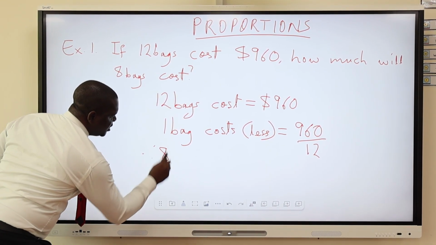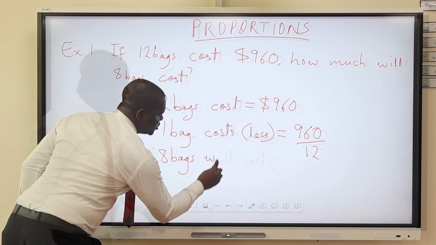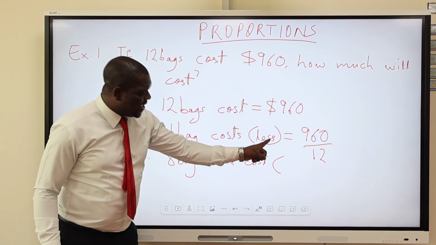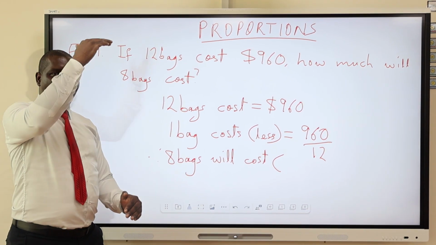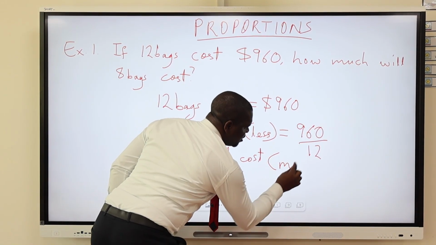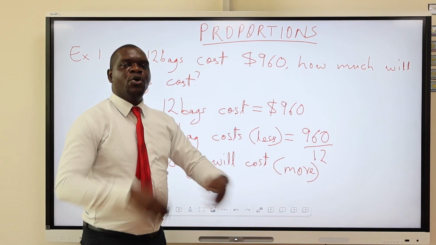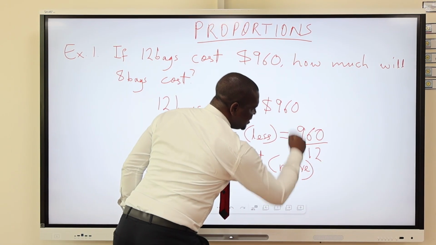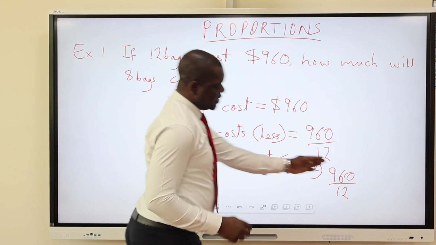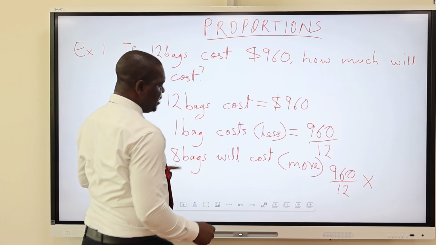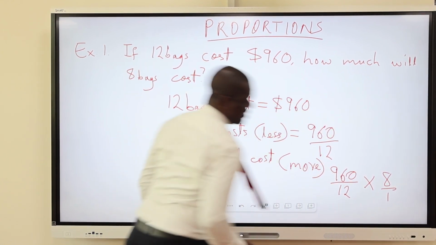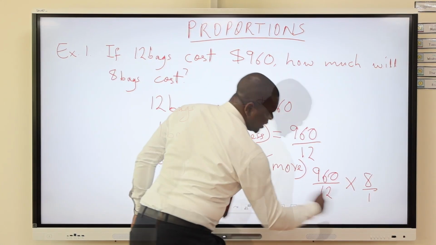Therefore, 8 bags will cost, if 1 bag costs less, 8 bags will cost obviously more because there are more bags. You can indicate here as more, and when it is more, we multiply. We are going to multiply this, which is 960 divided by 12, and we multiply that by 8 bags. You can express that as a fraction. Put it all over 1 and simplify.